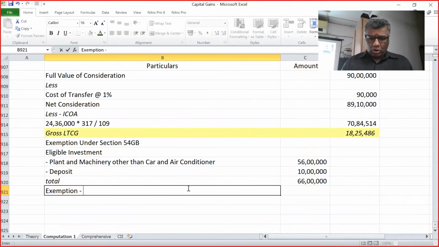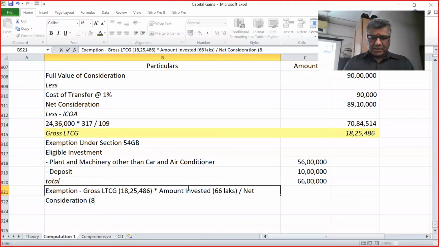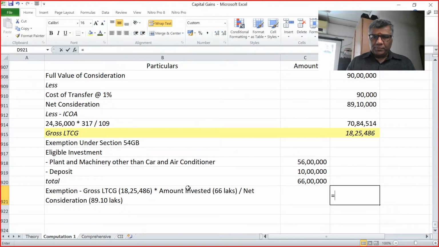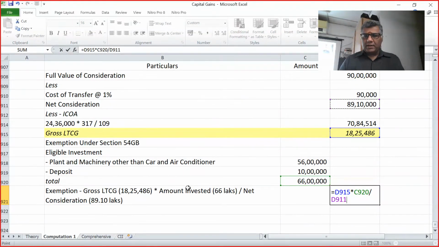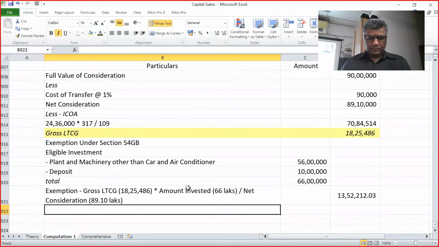exemption, okay: gross LTCG, that is 18 lakh 25,486, into amount invested, that is 66 lakhs, divided by net consideration, that is 89.10 lakhs. Okay, repeating, gross LTCG into amount invested divided by net consideration.